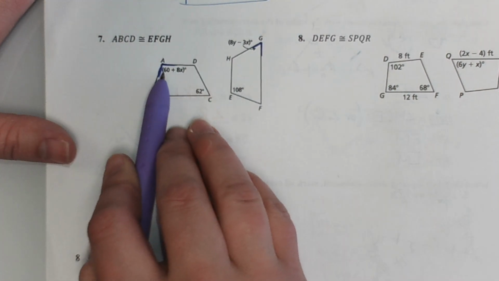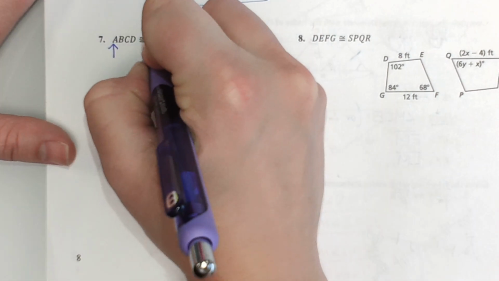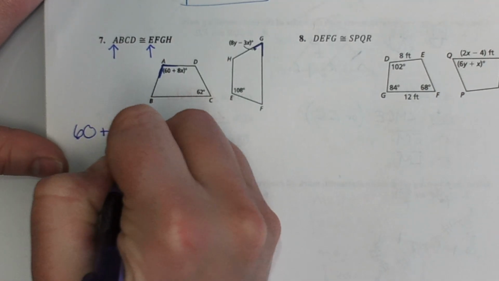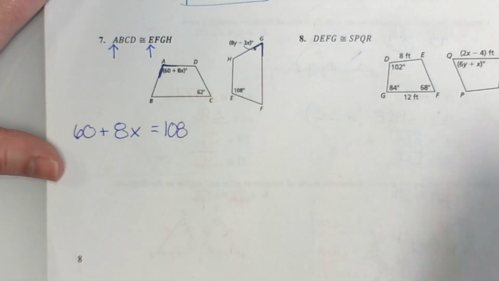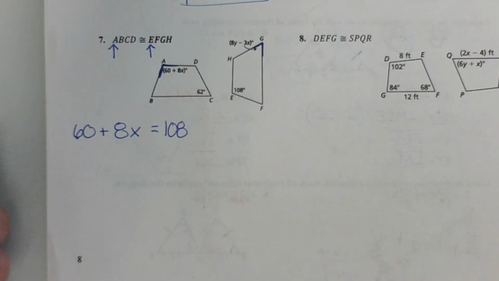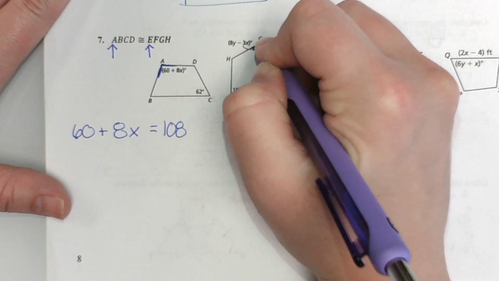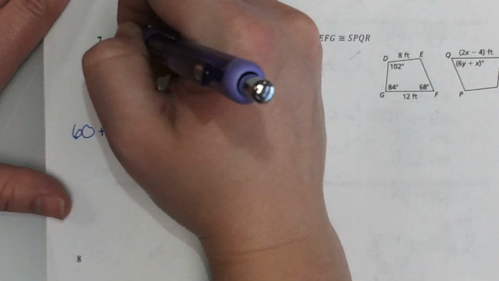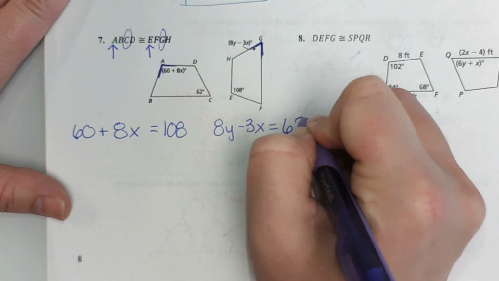Okay, I'm going to look here first. What's the name of this corner? Angle A. Angle A goes with angle E. So 60 plus 8x will be equal to 108. Now, I'm going to solve that here in a minute. I want to talk about the other one at the same time. What's this corner's name? Angle G. Angle G should go with angle C. So 8y minus 3x is equal to 62.